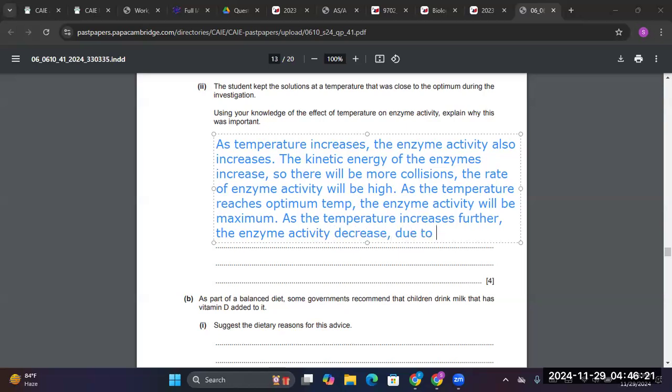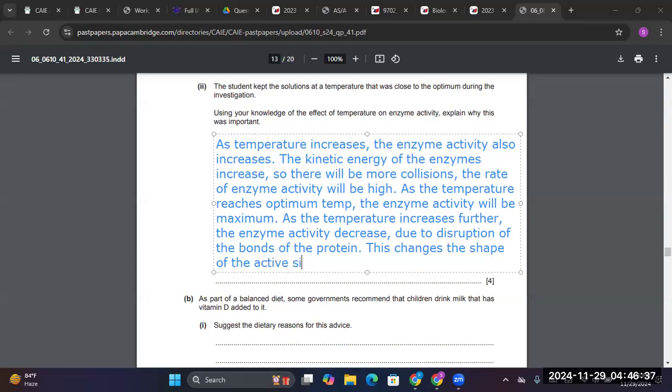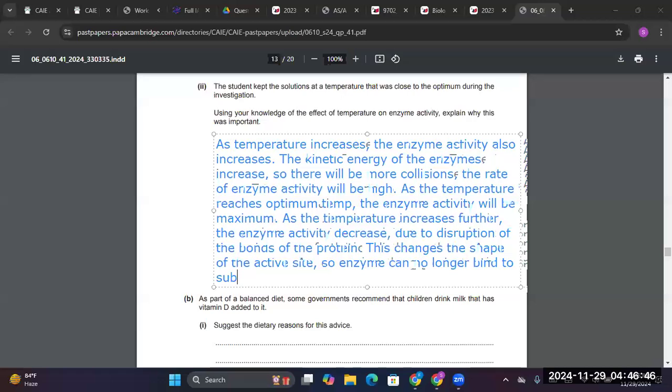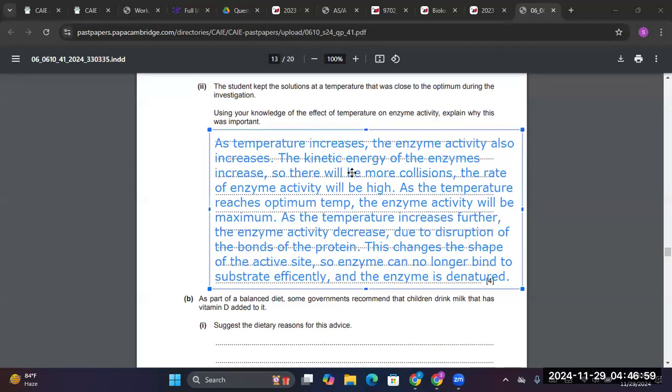due to disruption of the bonds of the protein. This changes the shape of the active site. So the enzyme can no longer bind to the substrate efficiently, and the enzyme is denatured. This is going to be your answer. You have to explain both the points.